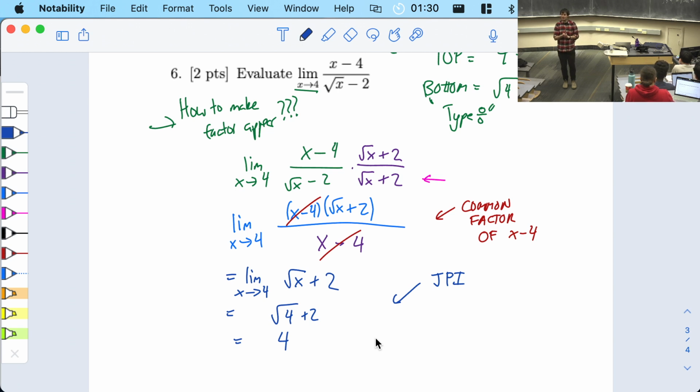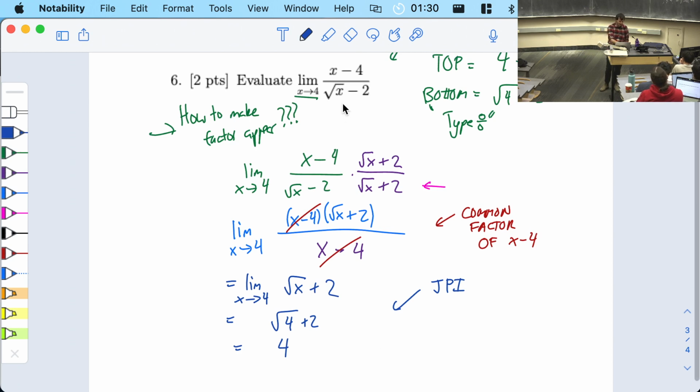Any questions or comments about this? OK, so again, this one is quite tricky because you have to remember this multiply by the conjugate trick. If you don't remember the multiply by the conjugate trick, then you will be stuck at this point on how to simplify. In other problems, there are other ways of simplifying.